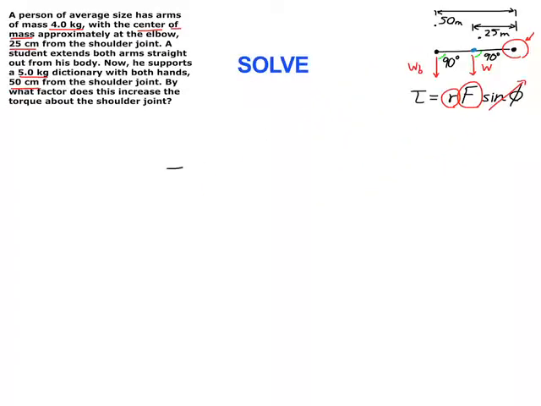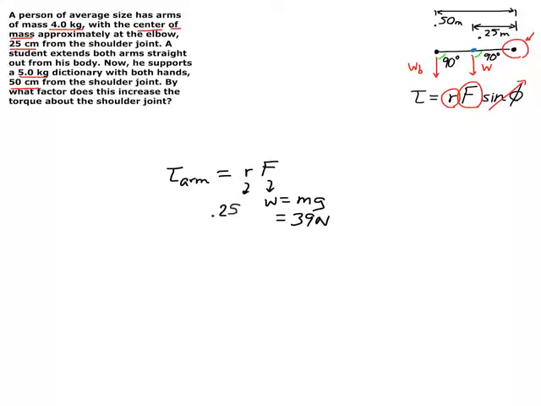We start with the torque just due to the weight of the arm. So let's label that torque sub arm. That is R times F, no sine of phi factor. The force that's applied is the weight of the arm. That's M times G for the arm. 4 kilogram arm times 9.8, 39 newtons. That's the weight force. The distance, 0.25 meters. So we can calculate the torque due to the arm, 9.8 Newton meters. That's what we start with.